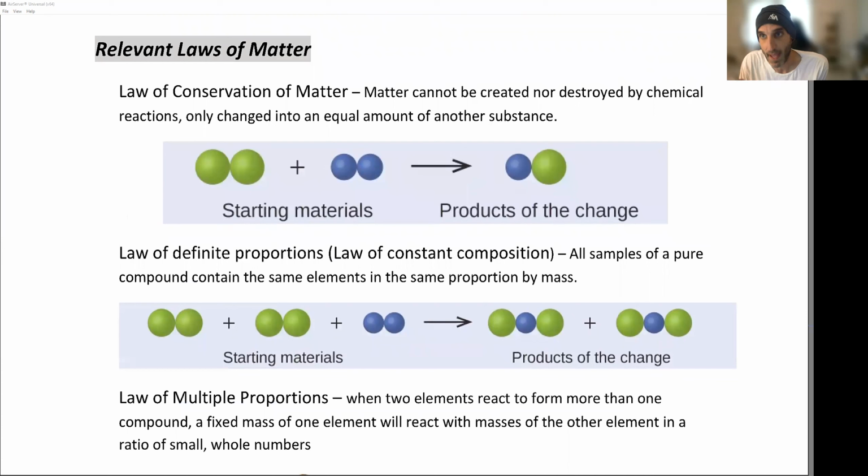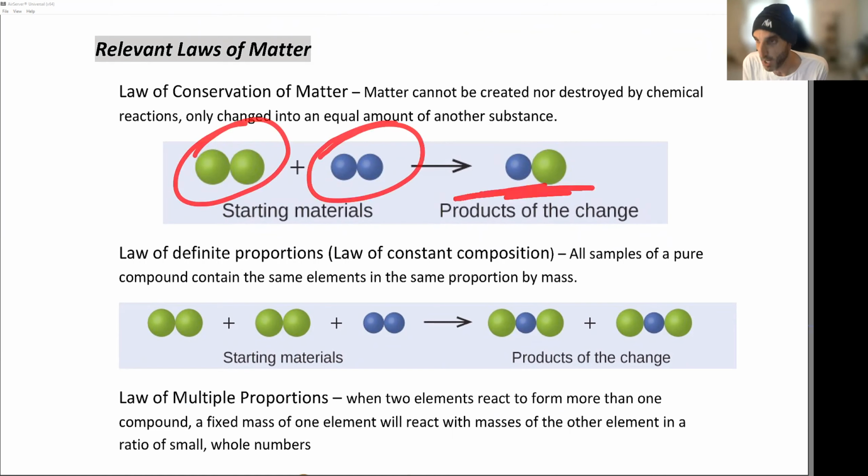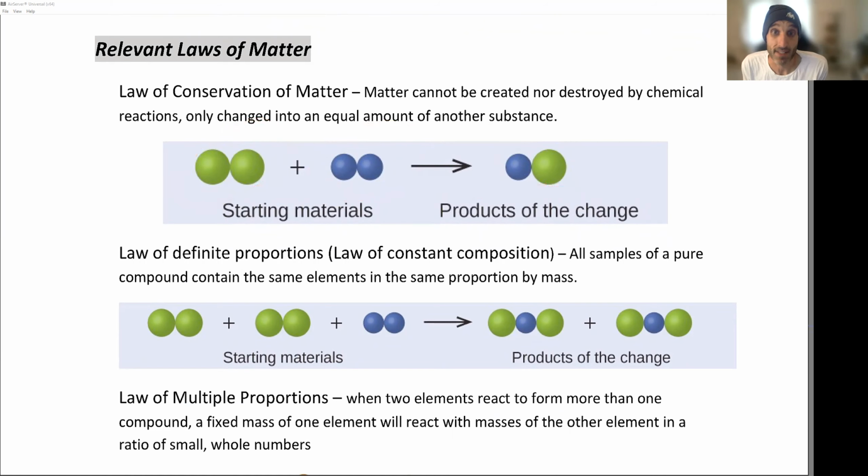So relevant laws of matter, which kind of came from Dalton's laws. So law of conservation of matter, matter cannot be created nor destroyed. This example here, where I have the 2 green, the 2 blue yields this product. This is currently not balanced, okay? So we actually have to add a 2 in front of this in order to make sure it's balanced. We always need the same going in as we do coming out. So I start with 2 green, I better end with 2 green. And in fact, I do. So 2 and 2, okay?